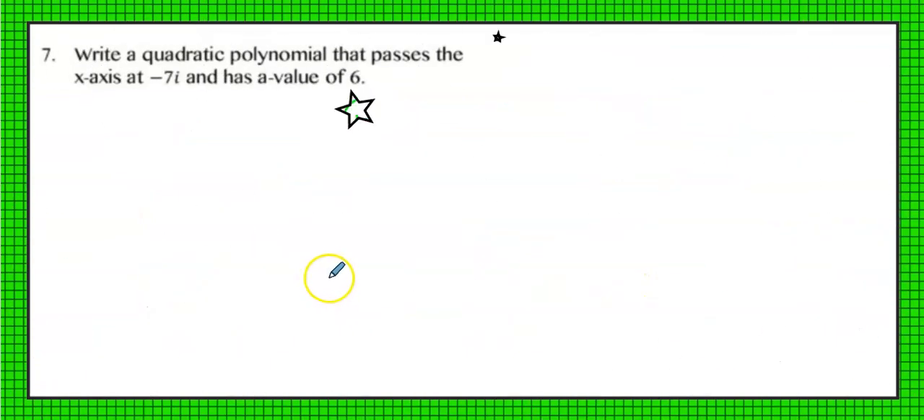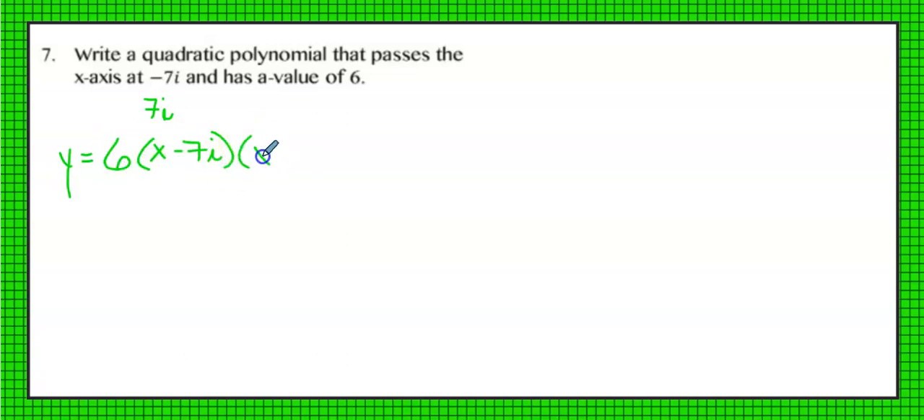Number 7, we have a quadratic polynomial. Remember, that's an exponent of 2. It passes the x-axis at -7i. So if it has a root at -7i, it also has to have one at +7i. A value of 6. So we could go ahead and write this with the 6 here. It's going to be x minus 7i and x plus 7i. Okay, so then this is a difference of two squares. We're just going to multiply this out and write it in standard form.